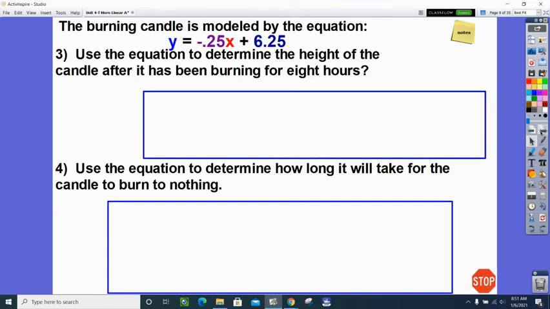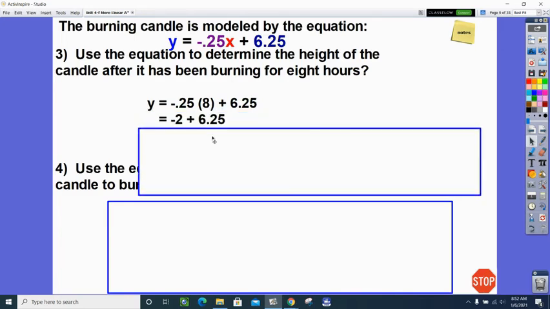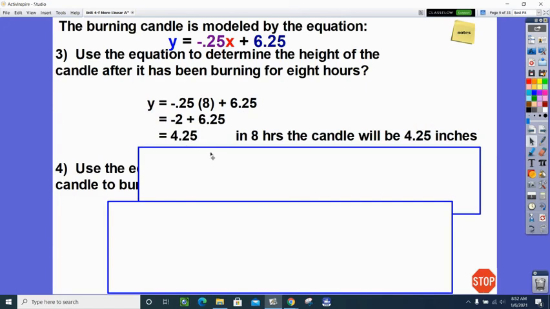All right, let's take it just one step further here to finish up today. Let's stick with the burning candle. Use the equation that we have up above to figure out what the height of the candle is after it has been burning for 8 hours. So how do we do that problem? Remember that your definitions really matter here. X is the number of hours. So we're going to substitute the 8 in for the X, and we're basically going to do the math. Negative 0.25 times 8, and then add the 6.25, and we get 4.25. What that means is after 8 hours, the candle will be 4.25 inches tall.